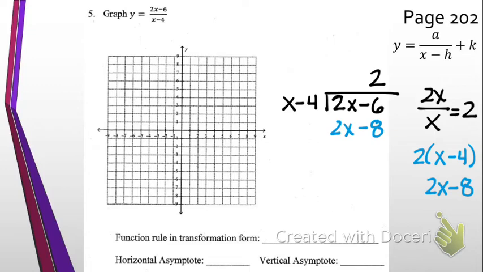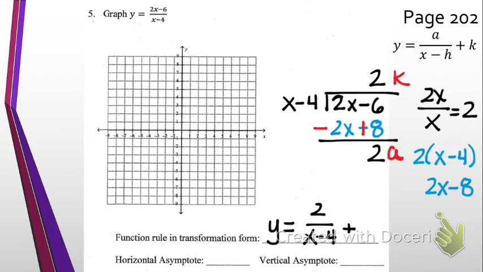And then we do a change. So I'm going to change that positive 2x to a negative. And then I'm going to change the negative 8 to a positive. When you add this in your calculator, if you put negative 6 plus 8 in your calculator, you get 2. So it just so happens in this example that k is 2 and a is 2. So your equation that I'm looking for in transformation form would be y equals 2 over x minus 4 plus 2. Go ahead and graph it out if you haven't already.